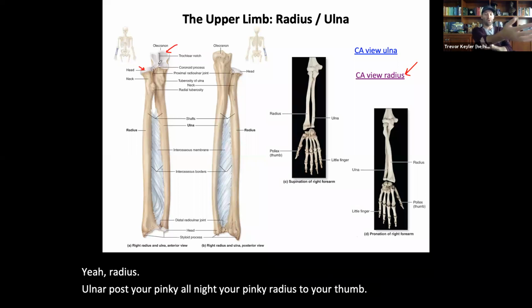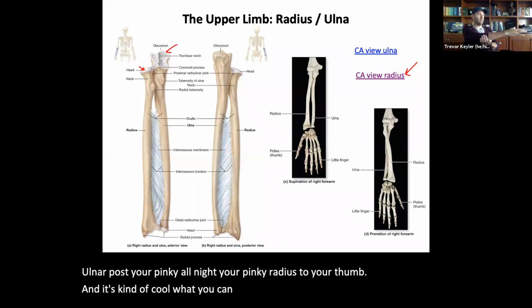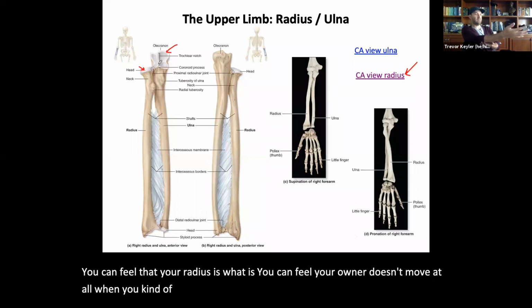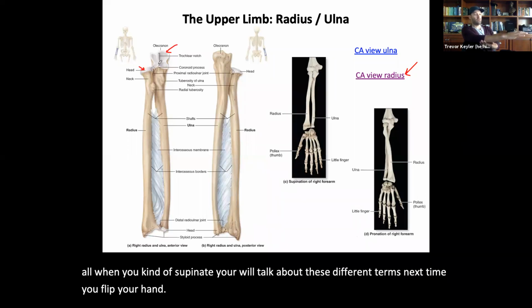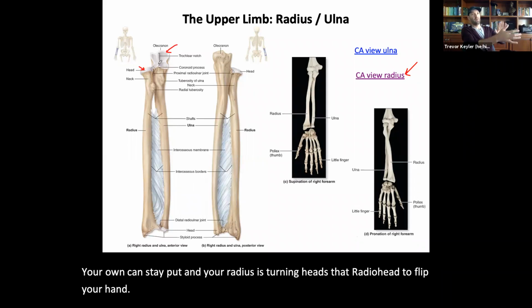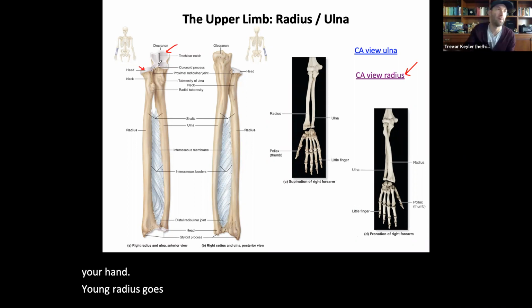And it's kind of cool. What you can do is take your arm and rotate it here, and you can feel that your ulna doesn't move at all when you supinate, we'll talk about these different terms next time. If you flip your hand, your ulna is going to stay put, and your radius is turning, hence that radial head. So flip your hand. Again, radius goes to your thumb, ulna to your pinky.